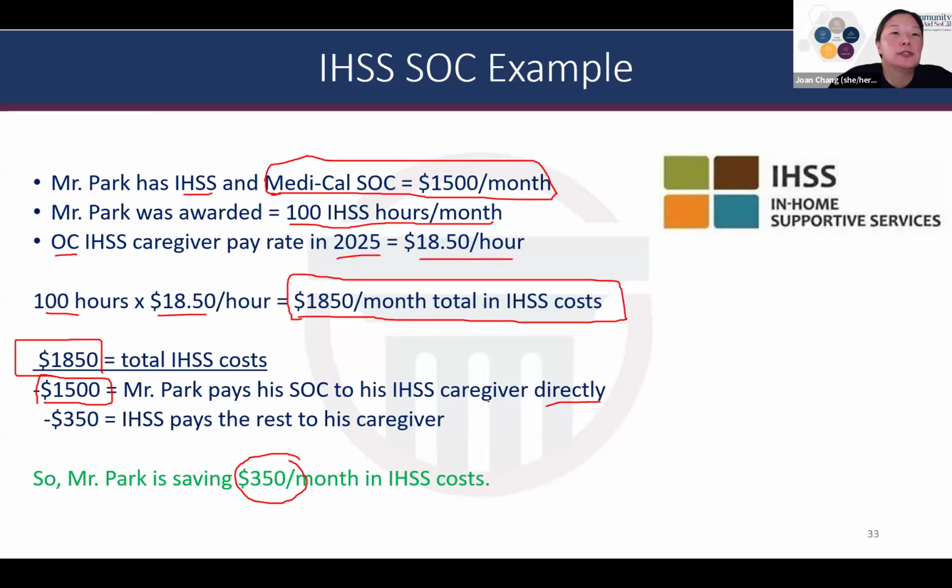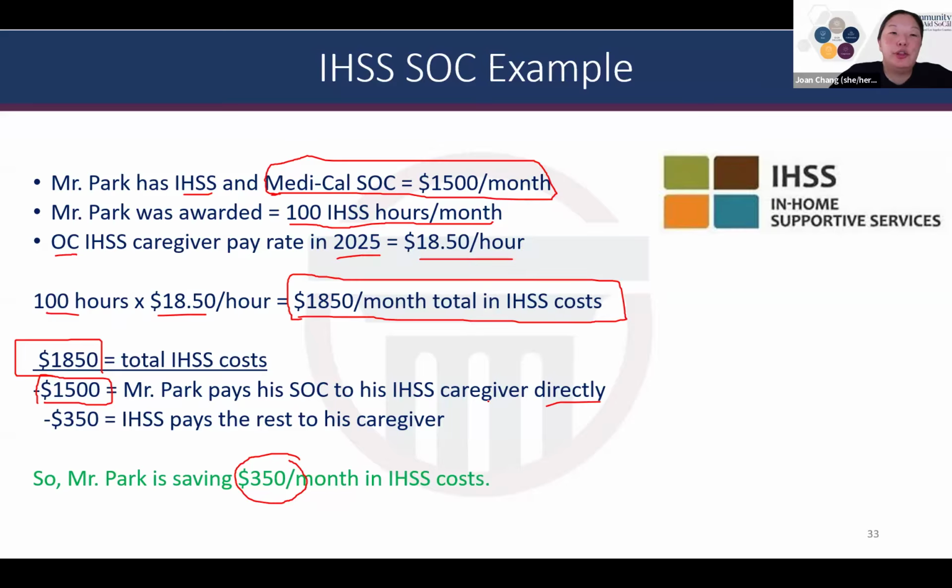Yeah, the way that share of cost works is, because he has the share of cost, he's paying for that amount first. And then anything above that amount, that's when the state will say, okay, we'll cover the rest. Yes, I get that because he's paying $1,500 a month share of costs. I think I was confused whether that $1,500 is always paid, not automatically taken out of something, like as a caregiver.